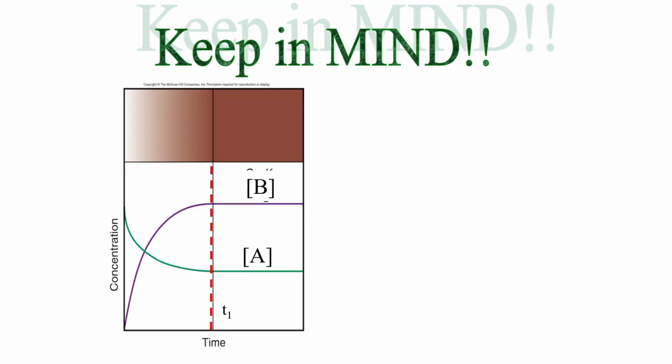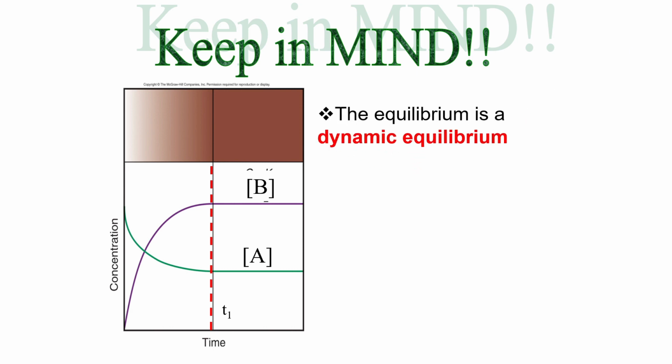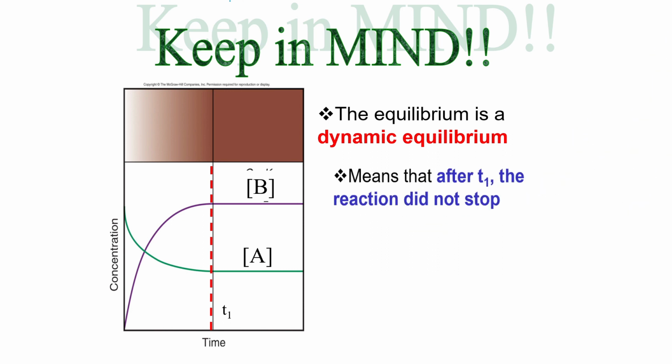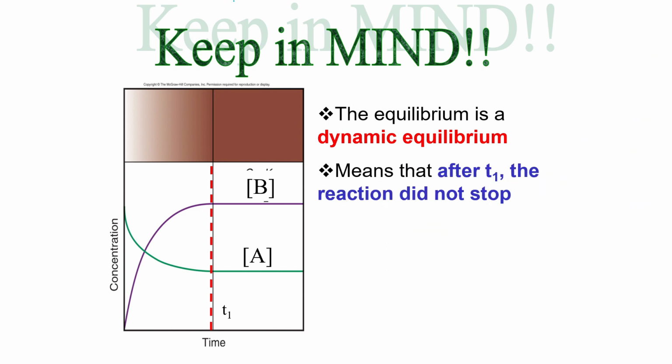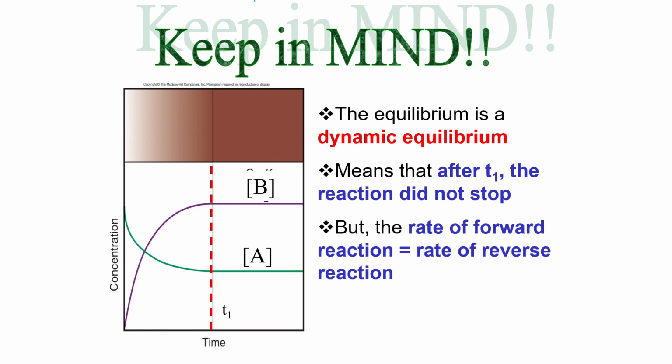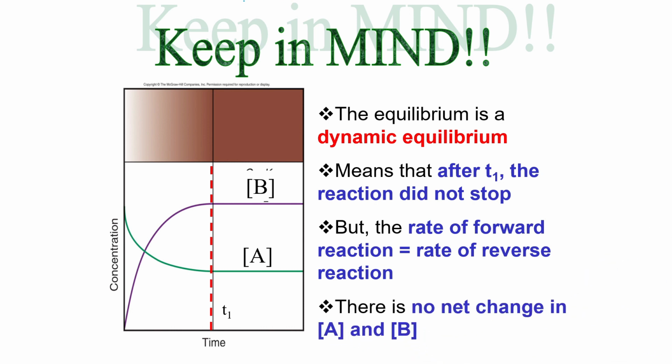But okay, please keep in mind that okay, the equilibrium is a dynamic equilibrium. Okay, keseimbangan merupakan adalah dynamic. So apa maksud dynamic? Dia bermaksud selepas T1 the reaction tidak akan berhenti. Okay, the reaction will not stop. Dia akan berlaku tetapi dalam kadar forward and reverse sama. Rate of forward reaction equal to rate of reverse reaction. So there will be no net change in concentration of A dan juga B.